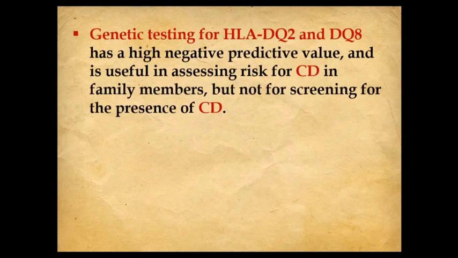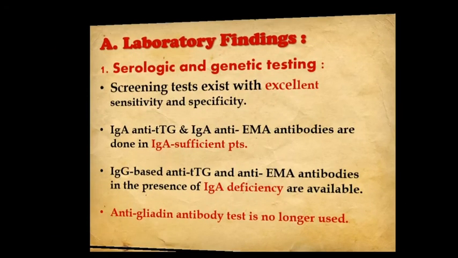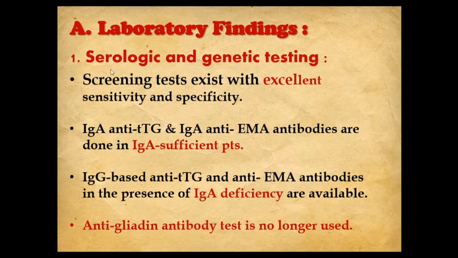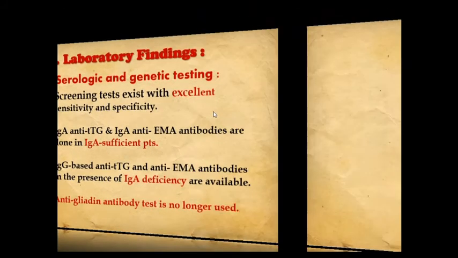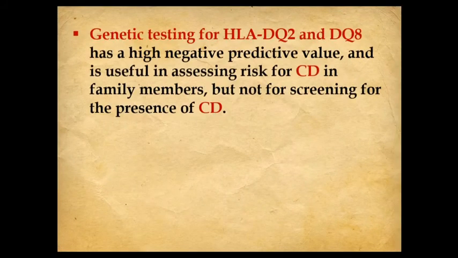Now we will go to the genetic testing for HLA-DQ2 and DQ8, and you remember the percentage for those patients. This has a high negative predictive value, not like the serology. We say serology has excellent sensitivity and specificity, so it is an essential screening test. But the genetic testing has a high negative predictive value and is useful in assessing the risk for celiac disease in family members, but not for screening for the presence of celiac disease.